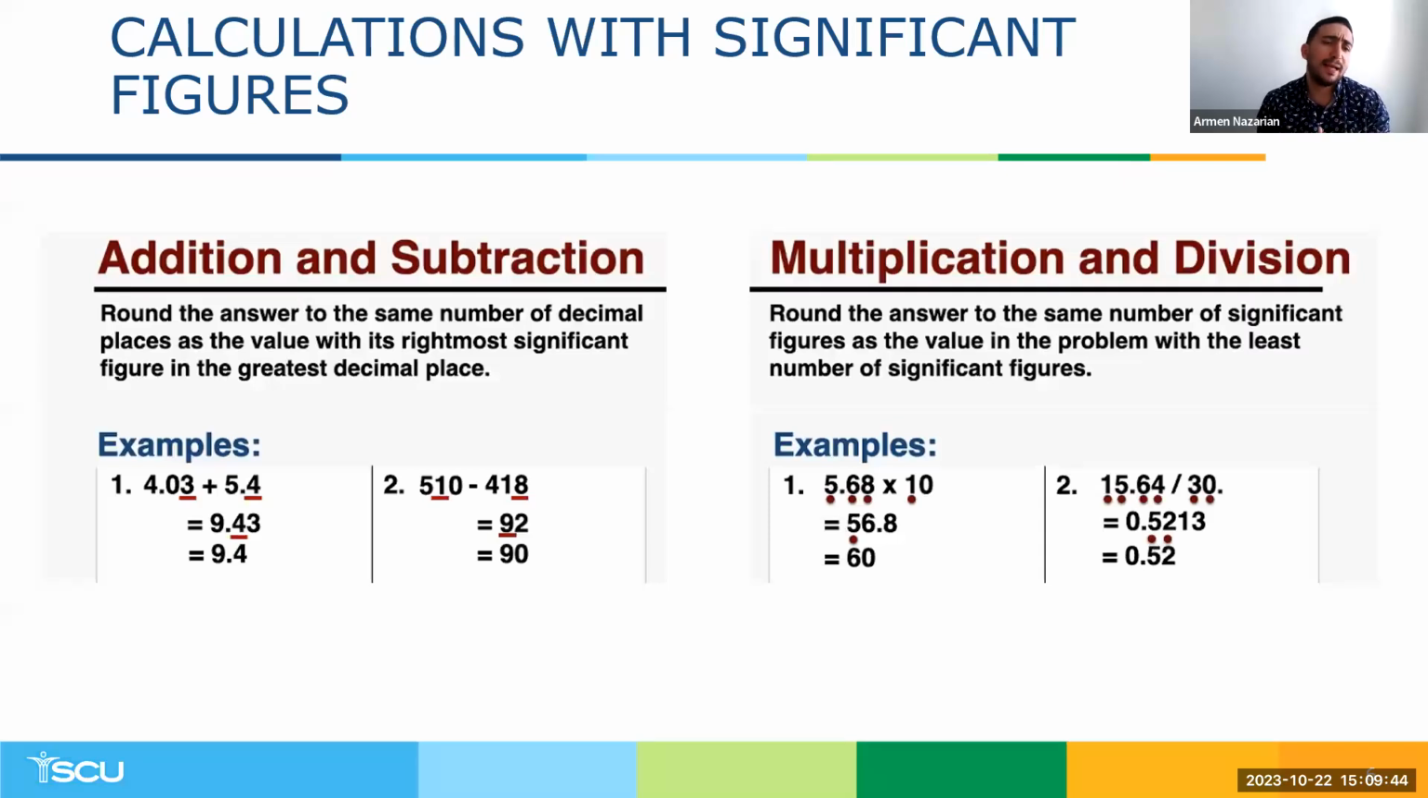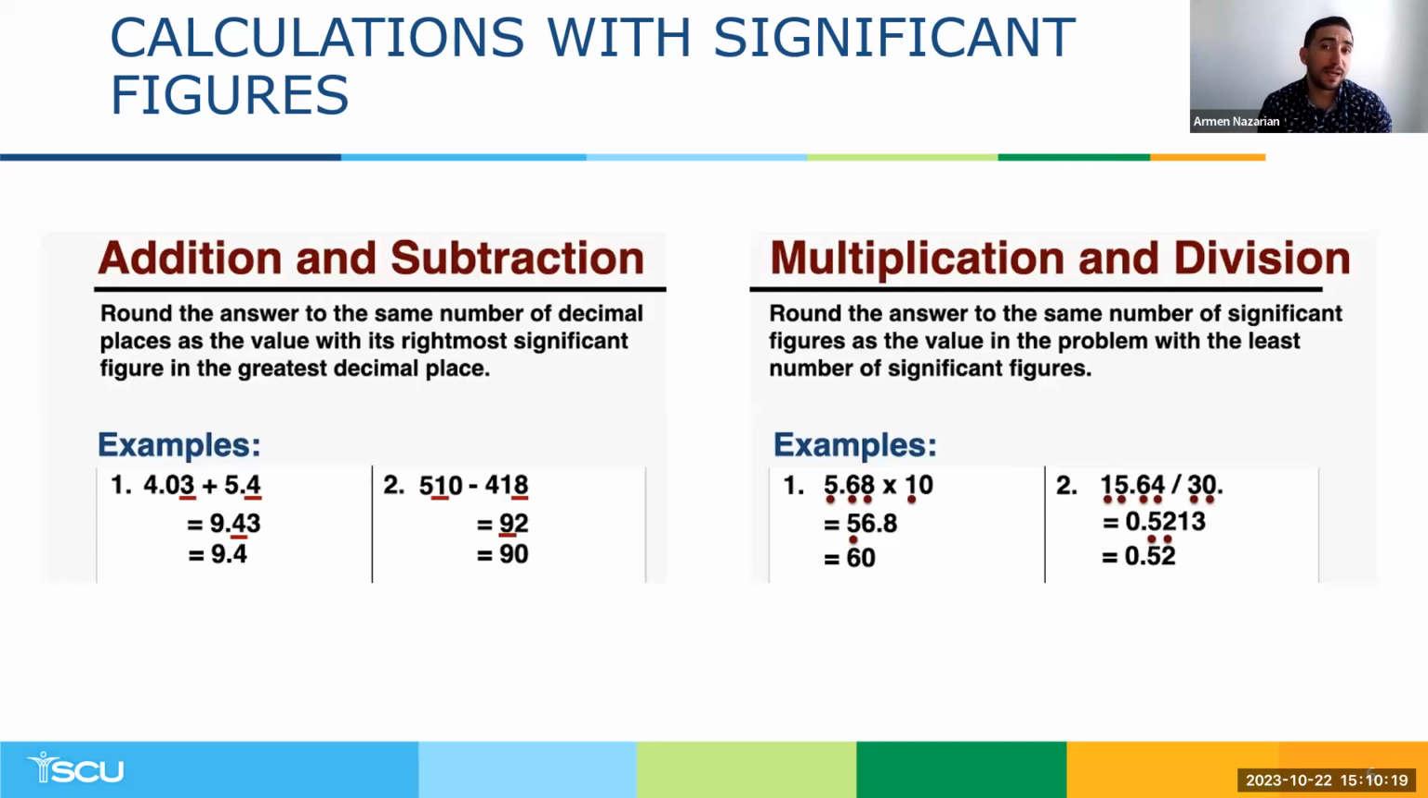Well, you must know that addition and subtraction have slightly different rules than multiplication and division. In addition and subtraction, the final response should have as many digits to the right of the decimal point as your least accurate component. For example, in question number 1, 4.03 has 3 sig figs and 2 digits to the right of the decimal point. But 5.4 has two significant figures and only one digit to the right of the decimal point.